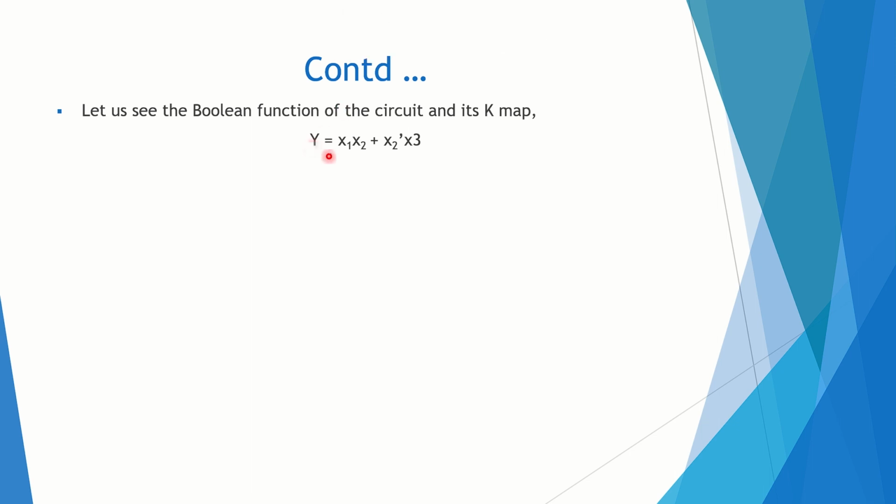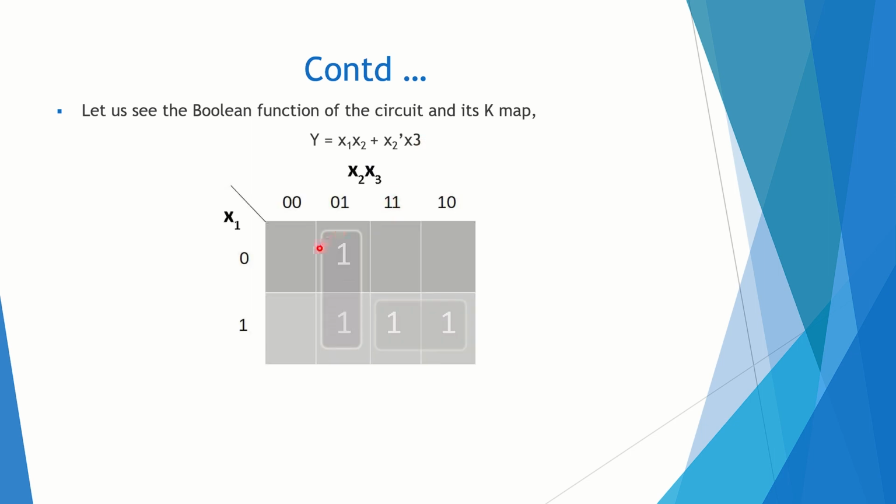So this is the function y is equal to x1 x2 plus x2 bar x3. So this is the K-map for that. See, this is x2 bar x3 and x1 x2. So from this K-map only we have derived this function and we are seeing the earlier circuit. But what happens is when it switches over from one prime implicant to another, there is a 0.